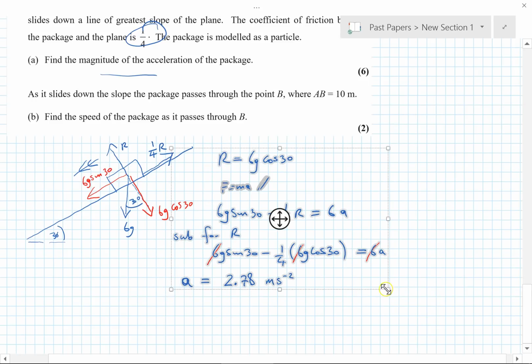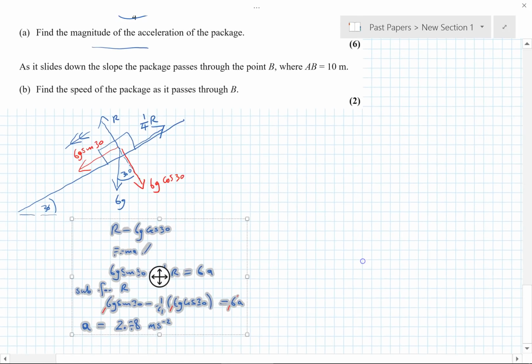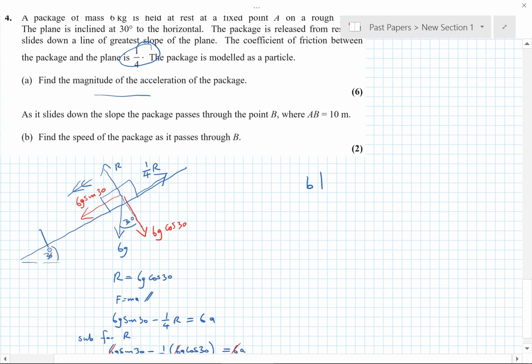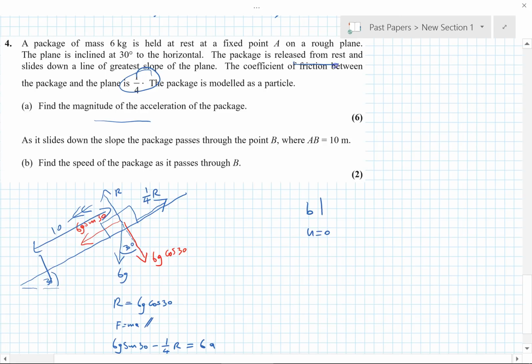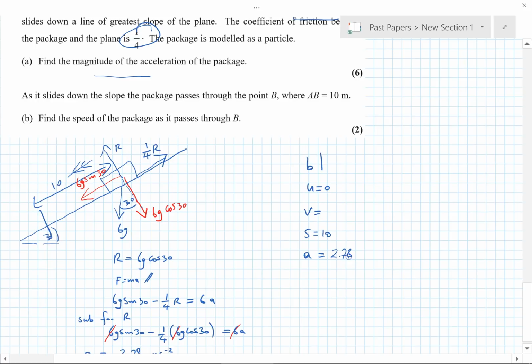Let's just move this over and make a bit of space for myself. Okay, that's better. So now we can do part B. Well, it's very straightforward. We've got it moving 10 meters down the slope. We know that the initial velocity is 0, because it's released from rest. We want to find the speed it passes at a certain point, which is 10 down, and we have an acceleration which is 2.78, but just as I said before, it's not exactly 2.78. If you put 2.78 in your calculator, you're going to lose a mark.